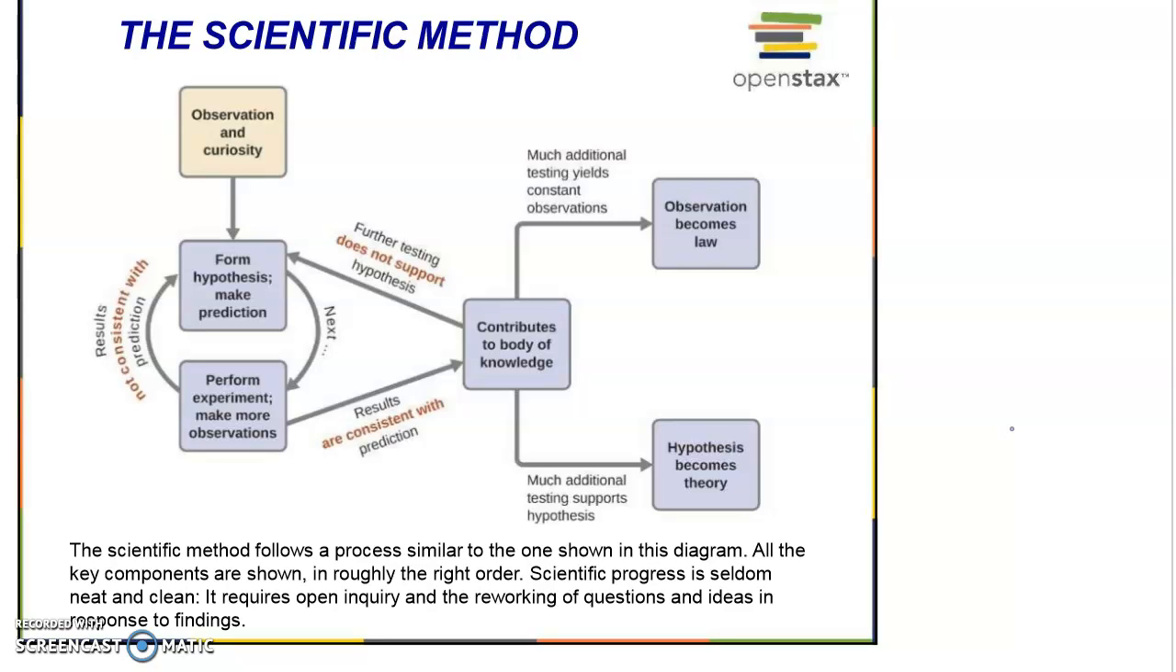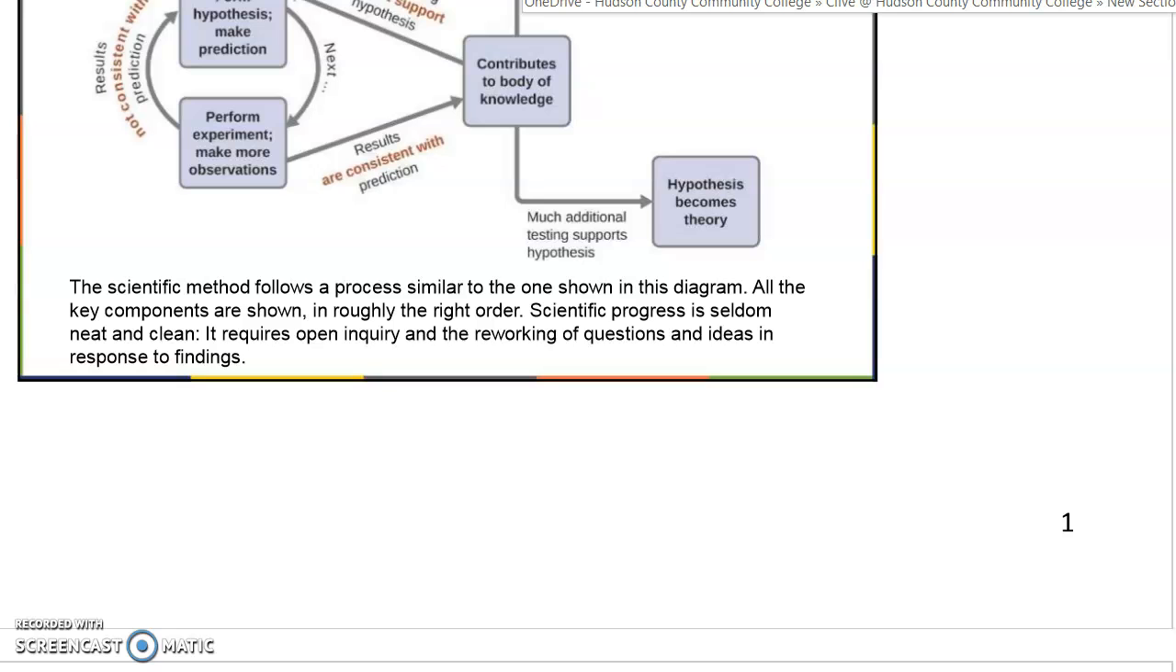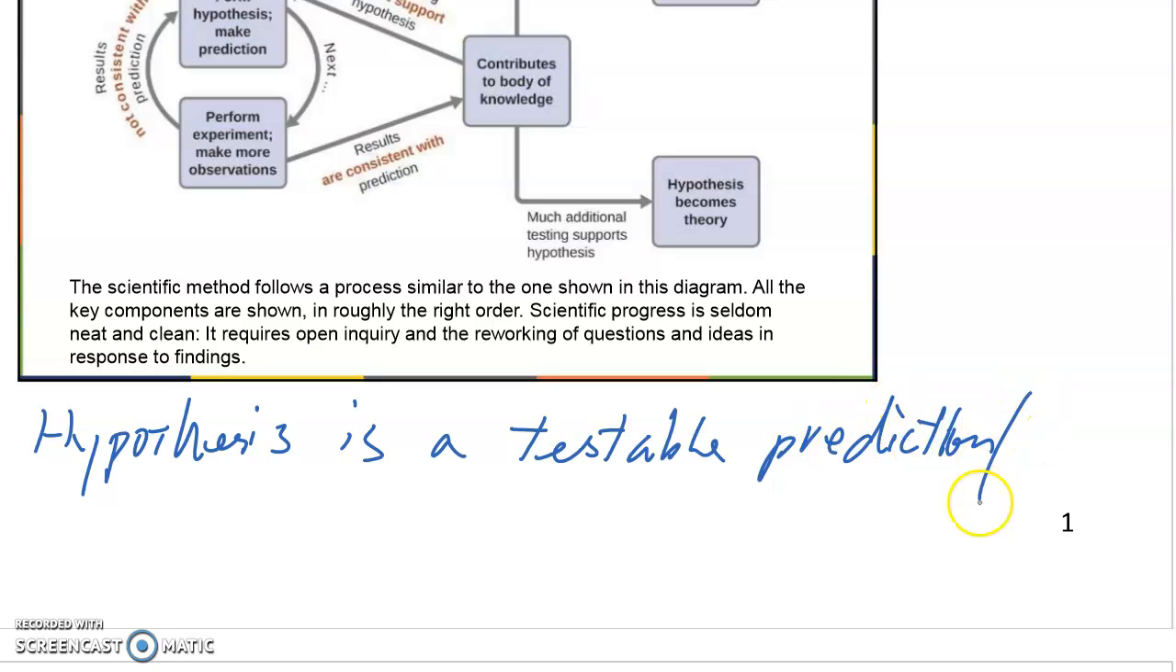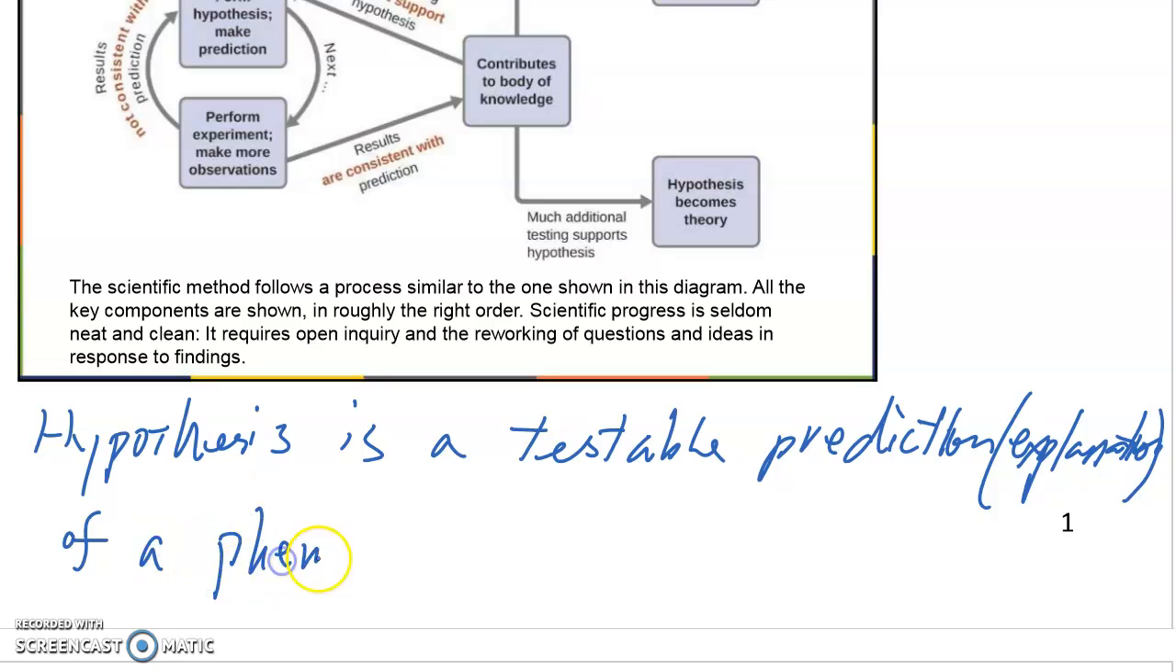Then the next step is to make a hypothesis. So what is a hypothesis? Let's write that down. A hypothesis is a testable prediction or explanation of a phenomenon.